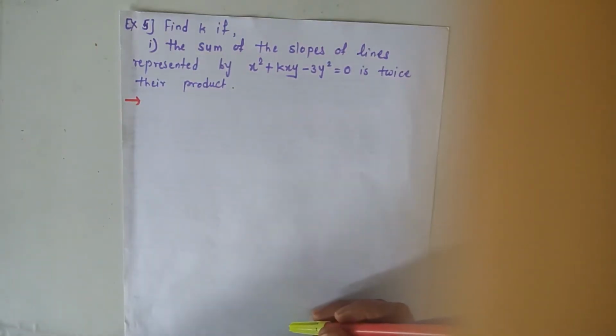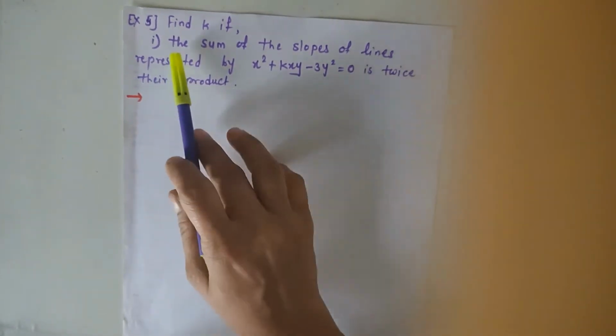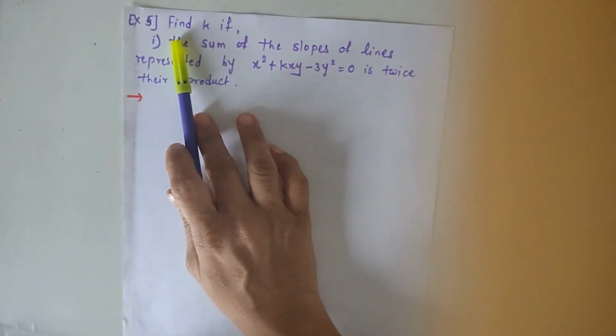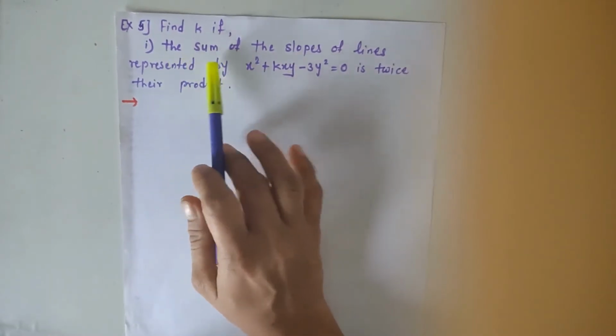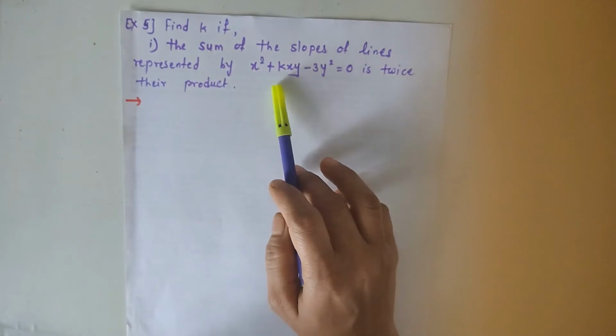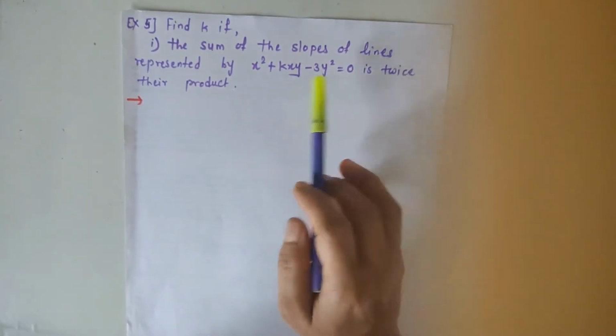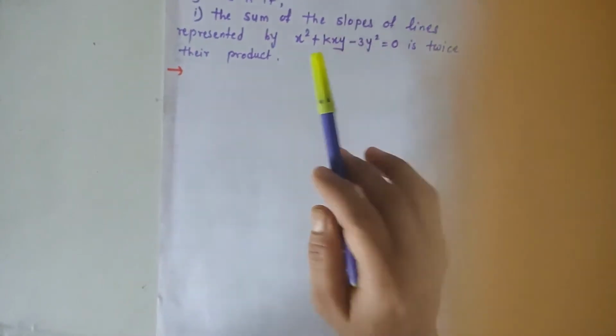In this video, we are going to solve different types of examples on homogeneous equation of degree 2. Let's see. First example, find the value of k if the sum of the slopes of lines represented by x square plus kxy minus 3y square is equal to 0 is twice their product.